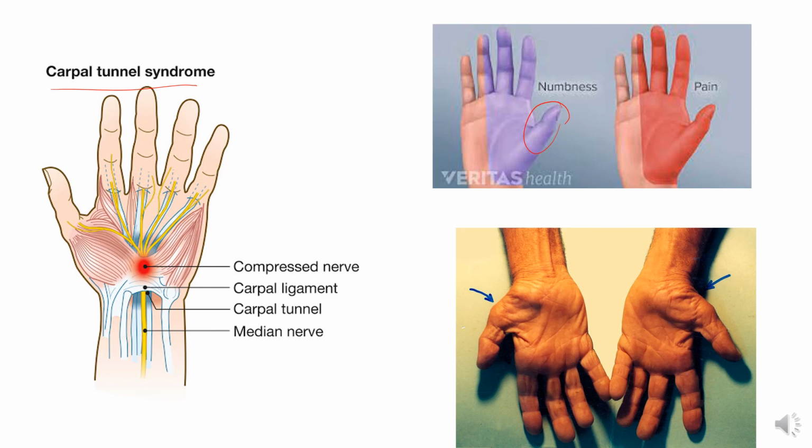Now, what are the effects? As I have told you, pain or numbness, or in prolonged cases, wasting of muscles. Here you can see the thenar muscles, the ones supplied by this median nerve, they got wasted after a prolonged condition.